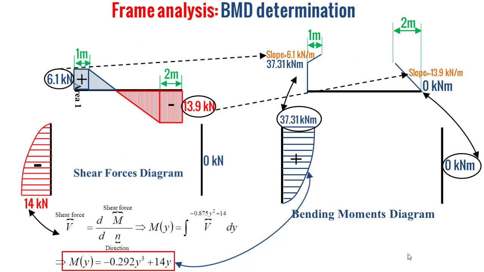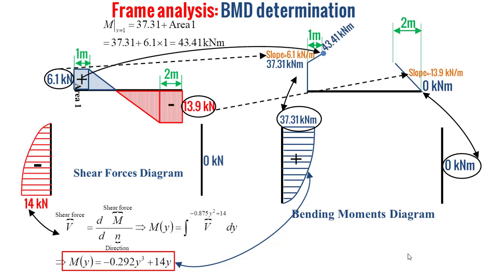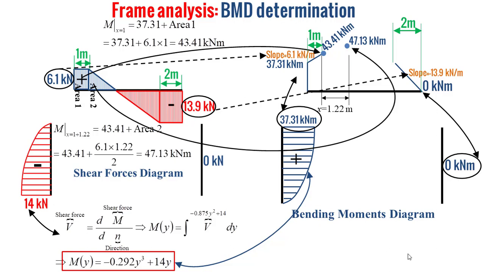Now, based on this area 1 of the constant shear force in the left hand side of the beam, we can determine the bending moment at the point distant by 1 meter from the left hand edge of the beam as 37.31 plus the area 1, which will give finally 43.41 kilonewton meter. And based on this area 2, we can determine the bending moment at the distance equal to 2.22 meters from the left hand edge of the beam.